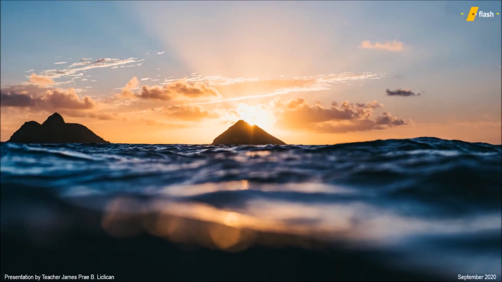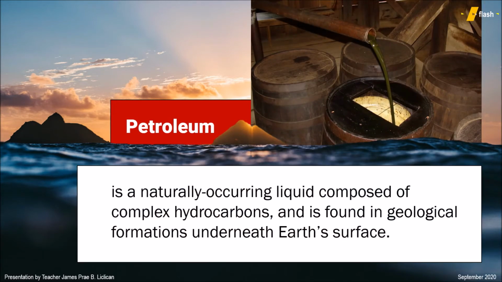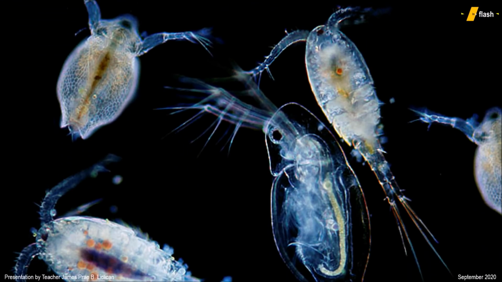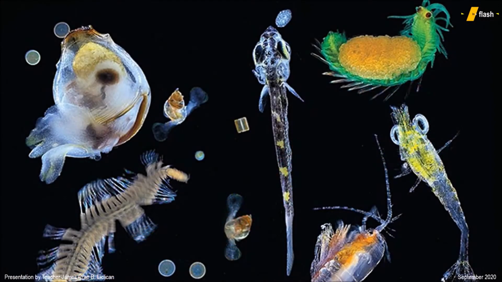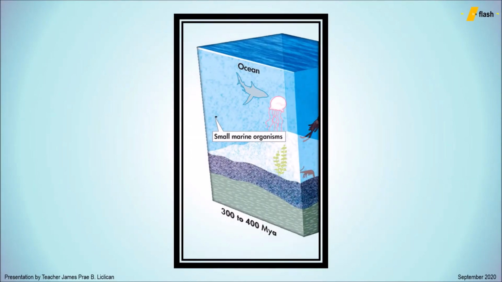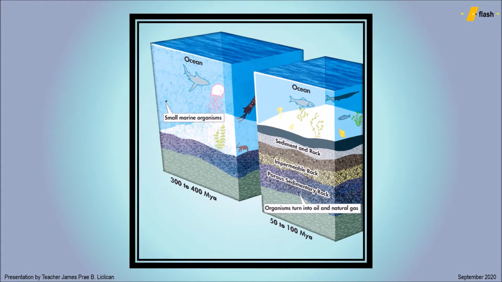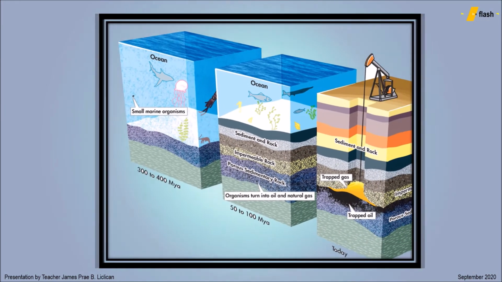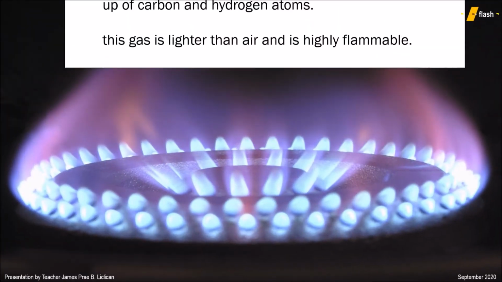The second one is petroleum, which is a naturally occurring liquid composed of complex hydrocarbons and is found in geological formations underneath the Earth's surface. Petroleum, compared to the formation of coal, is derived from the remains of microscopic aquatic organisms, which are deposited under the seabed 100 million years ago. As more debris covered it, within a specific depth and pressure, it turns these materials into oil. Oil window refers to the specific depth, pressure, and temperature to which petroleum forms.